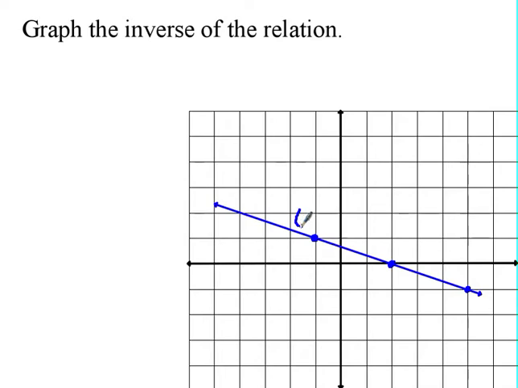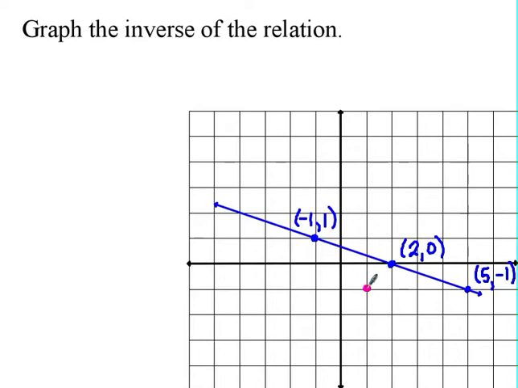So what are the coordinates of this one? Negative 1, 1. What are the coordinates of this one? 2, 0. What are the coordinates of this one? 5, negative 1. So now I'm going to do the exact same thing I did on the previous slide. I'm going to switch those and put dots at the new location. So negative 1, 1. I'm going to switch that to what? 1, negative 1. So there's my new dot.